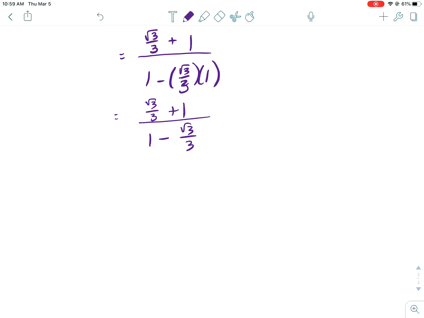Okay, so we have the same problems that we had yesterday. So we have this fraction inside of a fraction. We have two fractions inside of a fraction. So what are we going to multiply by? 3.